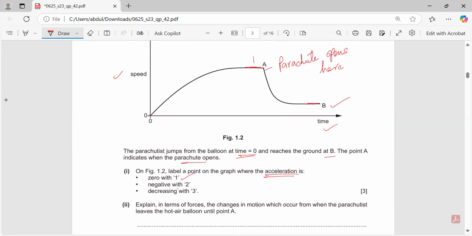Then negative acceleration with 2. All these points from here till here have negative acceleration, but let it be this one. And then decreasing acceleration with 3. Up to here in the beginning, the graph is a straight line. The gradient of a speed-time graph is acceleration. Here it becomes 0. In between, the slope is decreasing, so you can say that acceleration is decreasing.